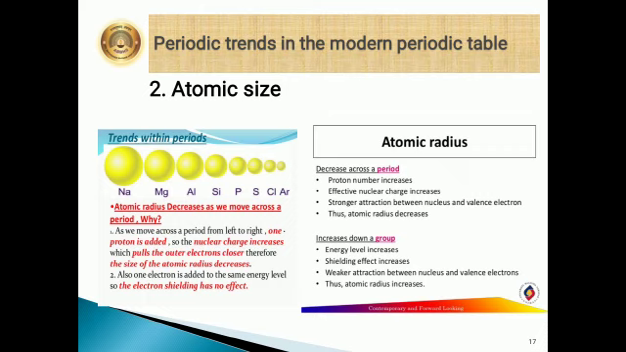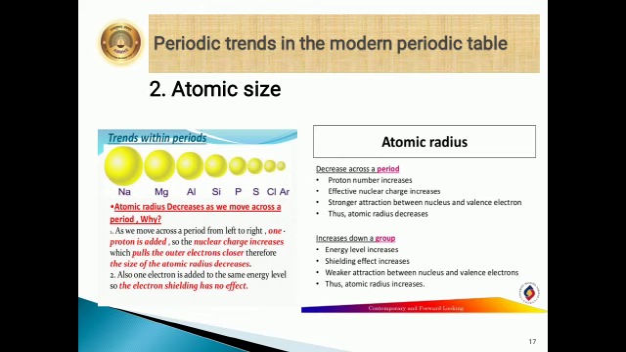Now atomic radius, if we say it in a very important and short way, decreases across a period. Atomic radius decreases across a period because proton number is increasing. Effective nuclear charge increases, so there is stronger attraction between the nucleus and the valence electrons, and that is why the atomic radius decreases.